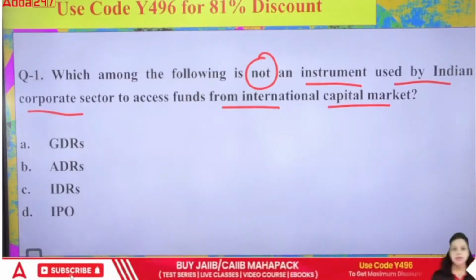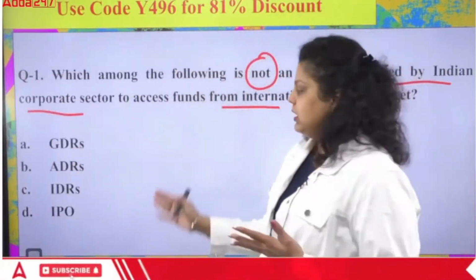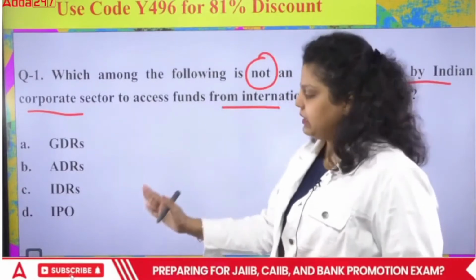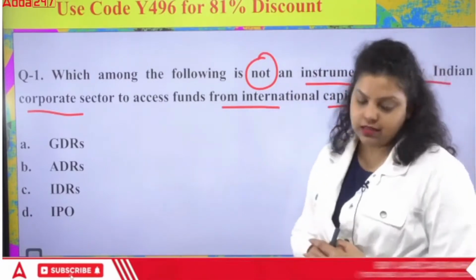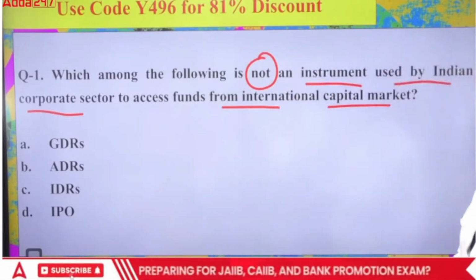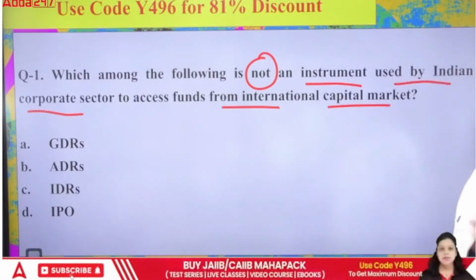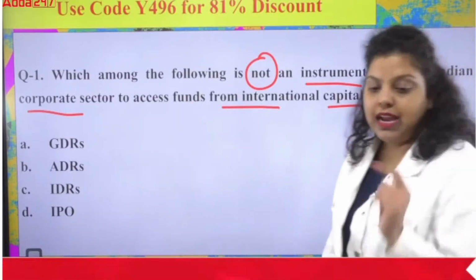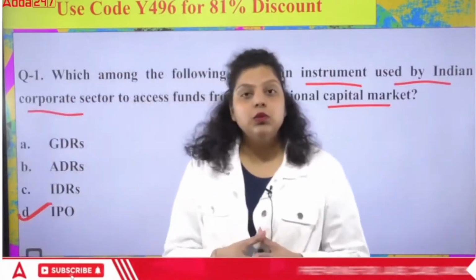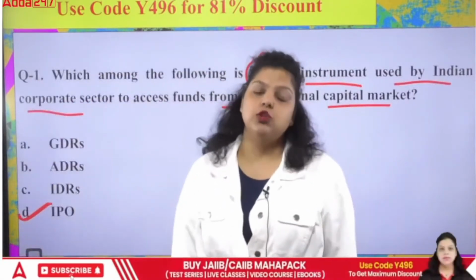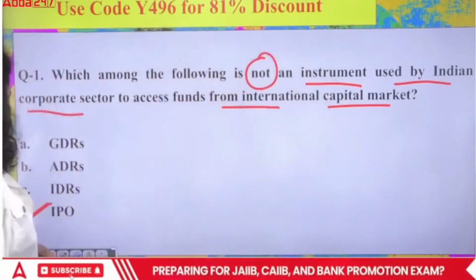First of all, the full forms: GDR stands for Global Depository Receipts, ADR stands for American Depository Receipts, IDR stands for Indian Depository Receipt, and IPO stands for Initial Public Offering. So which of the following is the correct answer? The right answer will be IPO, Initial Public Offering, because it is used by an Indian company when it is issuing shares for the first time to the public in the Indian share market. Let's understand all these terms in one go.